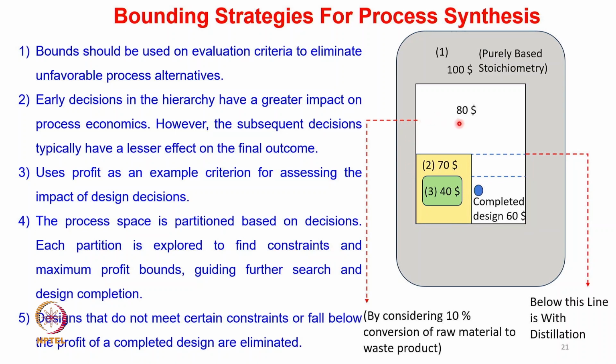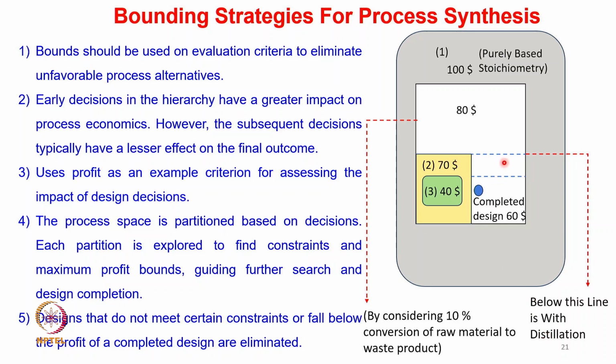Again, in this particular block, clearly none of the flowsheet designs can have a higher value than the $80. So within this design space, further constraints are added. For instance, for the given process, let's say the products are separated by using distillation. So when the products are separated by using the distillation, that particular subspace is represented by this dotted line. So anything below this dotted line here represents the separation by using distillation.